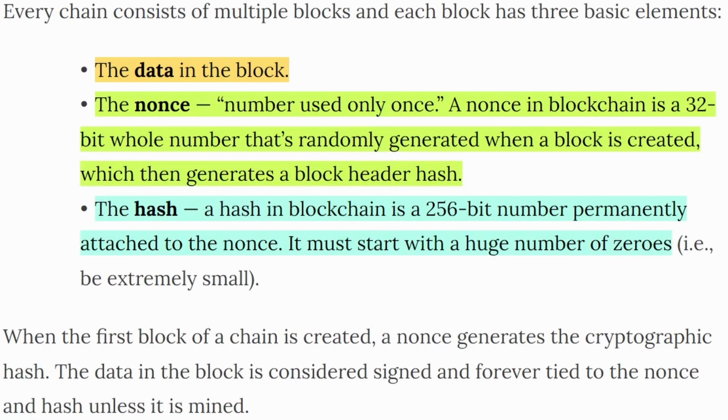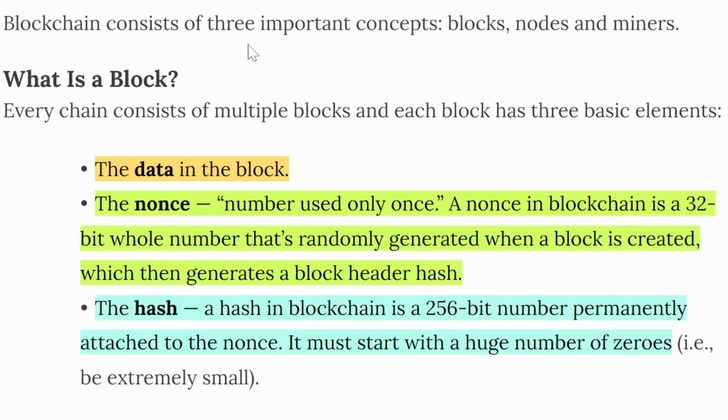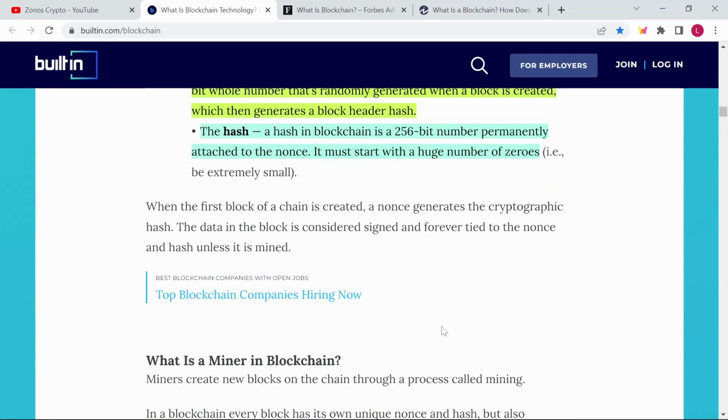So what is a block, which is part of the blockchain? There is the data, this is in the block. The nonce, number used only once. A nonce in a blockchain is a 32-bit whole number that's randomly generated when a block is created, which then generates a block header hash. And a hash in a blockchain is a 256-bit number permanently attached to the nonce. It must start with a huge number of zeros.